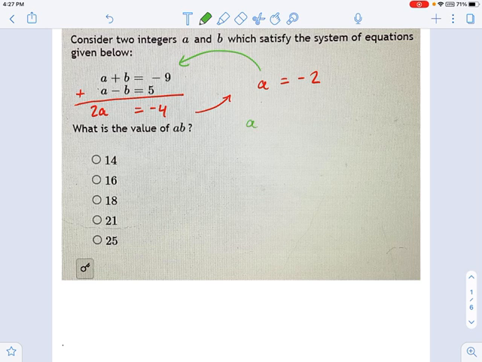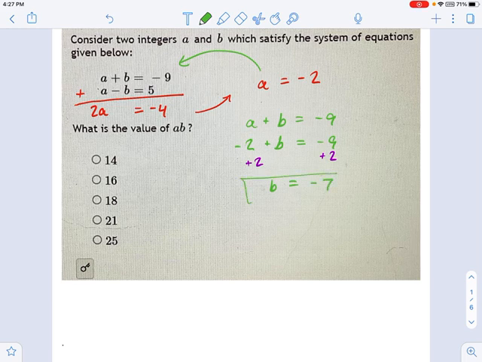So I'm going to take this guy. A plus B equals negative 9. Well, how about negative 2 plus B equals negative 9? Okay, add 2 to each side. We're going to balance the equation and solve for B. So what we get is B equals, looks like negative 7.